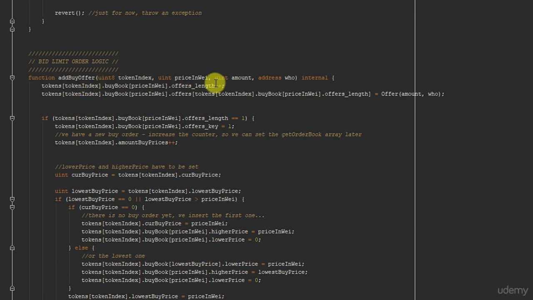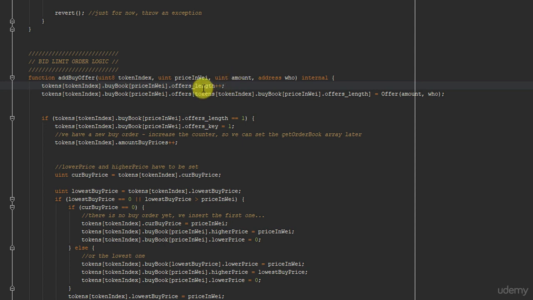Here we are increasing the offers length inside the buy book for the price in Wei. And if you remember back, we don't have to actually create something or initialize something, because by default in Solidity, all possible combinations of a mapping are initialized. So you can count on this. If this is the first order that is coming in, then the offers length will be 0. And if we increase it, it will be 1. No matter if there is something inside before or not, we don't have to initialize it. So it has an initialized state by default.